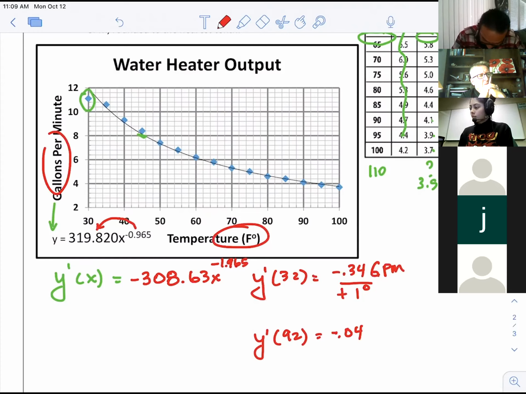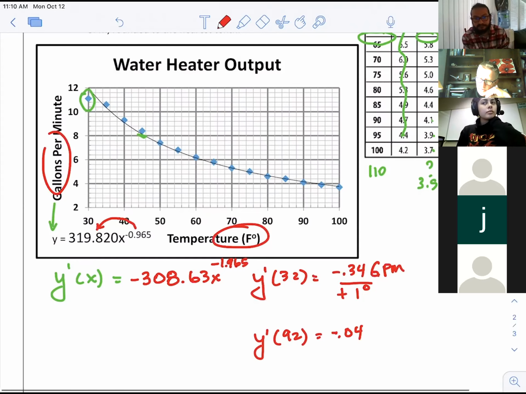What this is saying is if you increase the temperature by 1 degree, in other words, you want to bring it up 1 degree more, then you're going to lose about 1/3 of a gallon a minute. Does that make sense? Notice which one I said first, because it's causal. One causes the other.